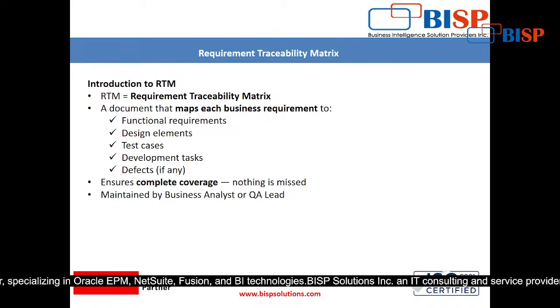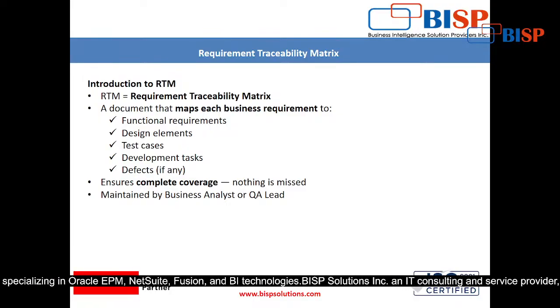Now let me introduce you. RTM stands for requirement traceability matrix, a document that maps each business requirement to functional requirement, design element, test cases, development tasks and defects, if any. Now let me explain this. For example, I am taking only one requirement, that is P2P, purchase to procure. In completion of this complete requirement, they have given me some requirements related to approval routing. They want 3-layer approval routing.